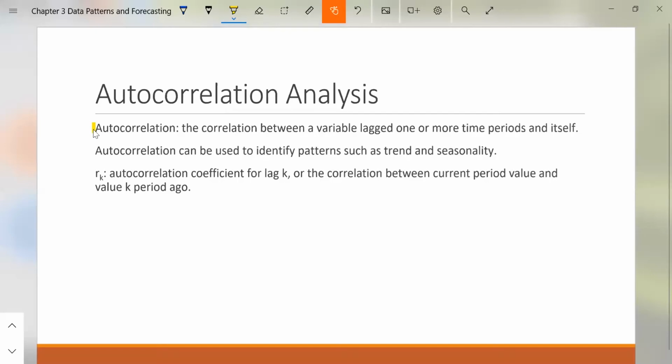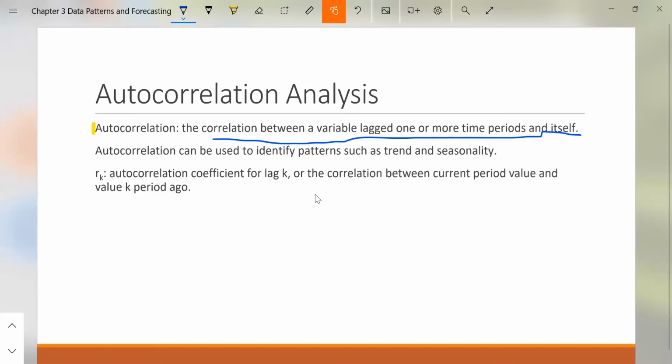Now this autocorrelation still tells us the relationship, but it's not between two variables. It is actually within one variable. We're looking at the relationship between an observation in one time period versus an observation in another time period. Basically, it is the correlation between a variable and itself lagged one or more time periods.